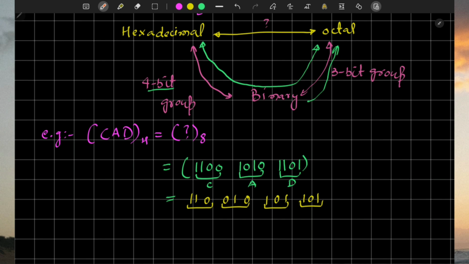Now 101 can be represented as 5, 101 is 5, 010 is the representation of 2, and 110 is the representation of 6. So CAD is equal to 6255 in the octal number system.